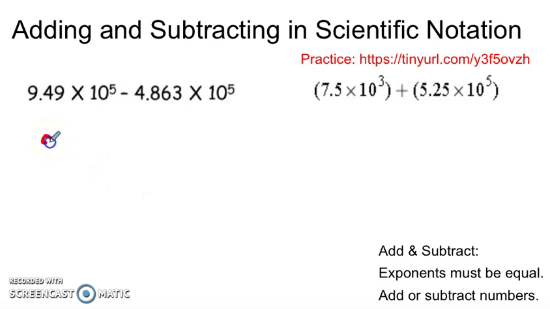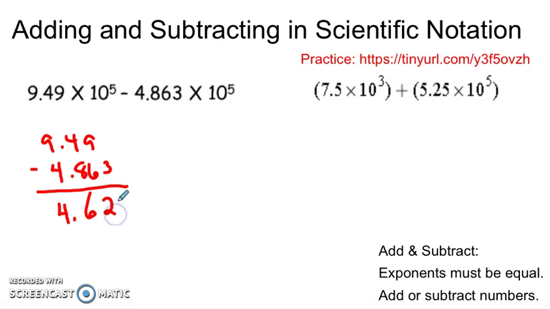So that's pretty easy. You just take 9.49 and subtract 4.863, and you end up with, I happen to know this one ahead of time, 4.627. And then don't forget that you do need to bring down the times 10 to the fifth. It's obvious that it's going to be fifth because the exponents are the same.